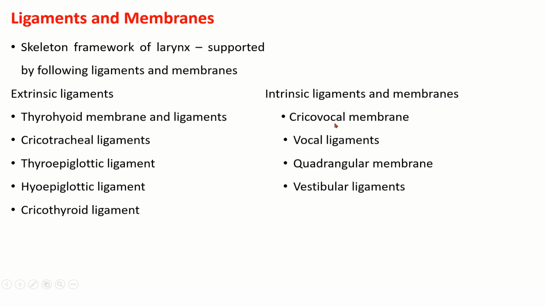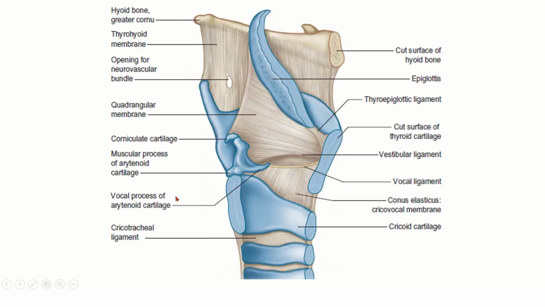Intrinsic ligaments include the cricovocal membrane, between the cricoid cartilage and vocal ligament. So this is the cricovocal membrane. Then vocal ligaments, quadrangular membrane, and vestibular ligaments. You can see here this is the quadrangular membrane, this is the cricovocal membrane between the cricoid cartilage and the vocal ligament. This is the vocal ligament, the upper thickened part of the cricovocal membrane. This is the vestibular ligament.